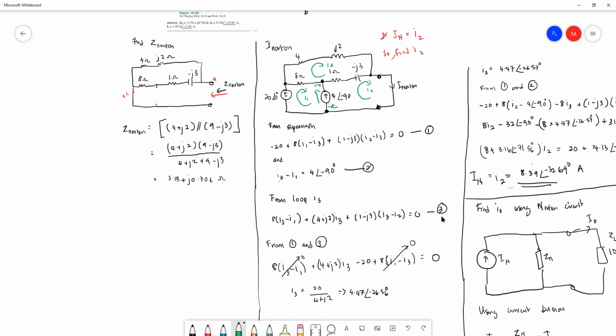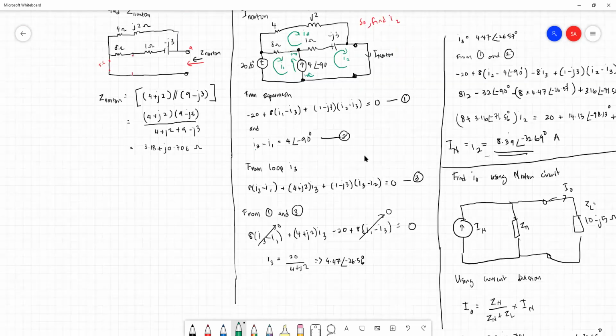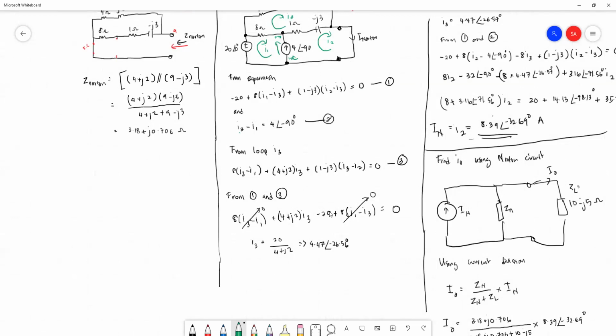So you have three equations and three variables, I1, I2, and I3. It depends on your creativity and your mathematics to solve this. I have used this method, and I got my I3 equal to 4.47 with an angle of negative 26.56 degrees.